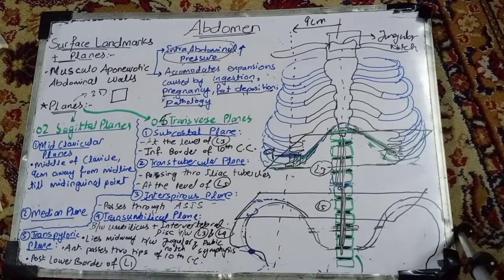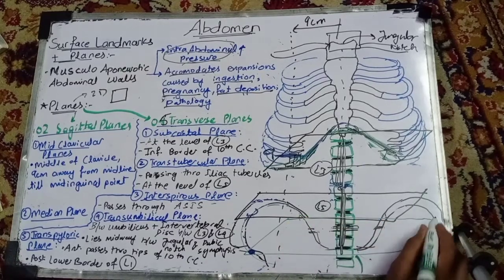Now we talk about the interspinous plane. The interspinous plane will be passing through the anterior superior iliac spines on both ends. So it's quite easy here. This will be the interspinous plane, okay.